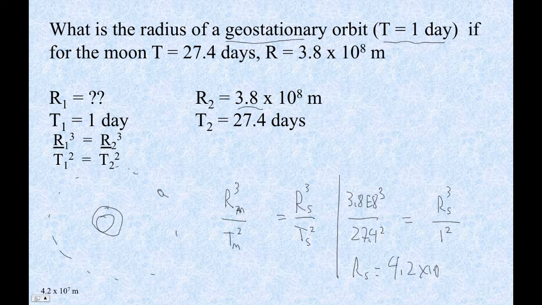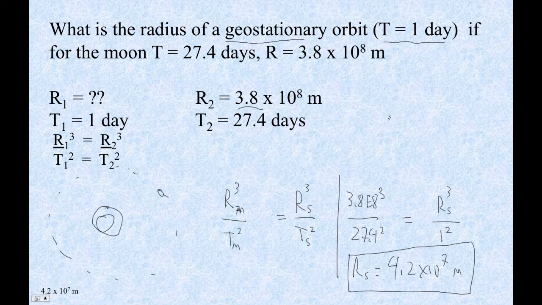And I get that r, the satellite, is roughly 4.2 times 10 to the 7, which is really far out there. Let's divide by the radius of the Earth, so divide by 6.38 times 10 to the 6th. It's about 6.6 Earth radii.